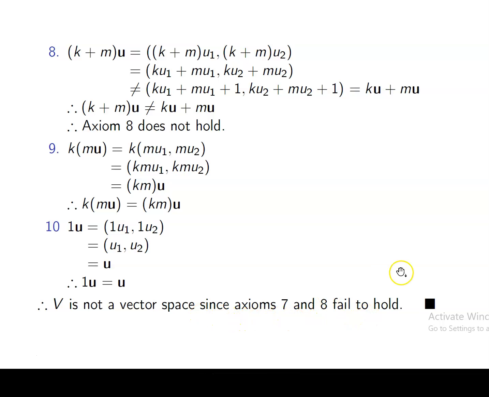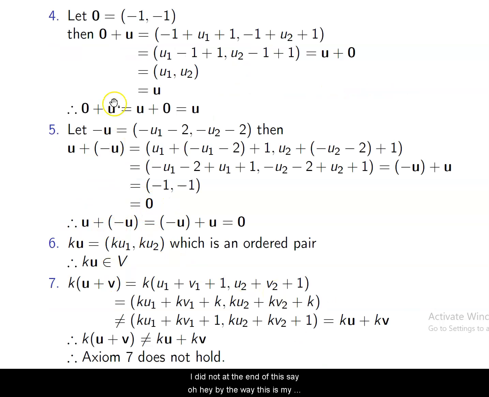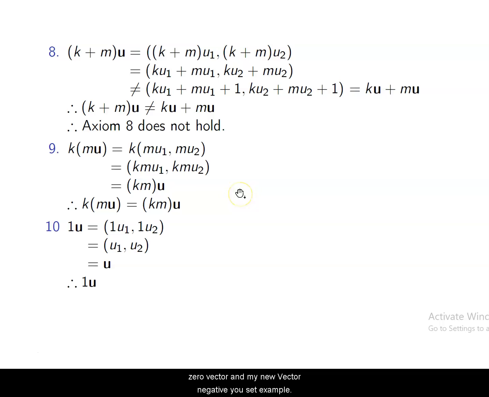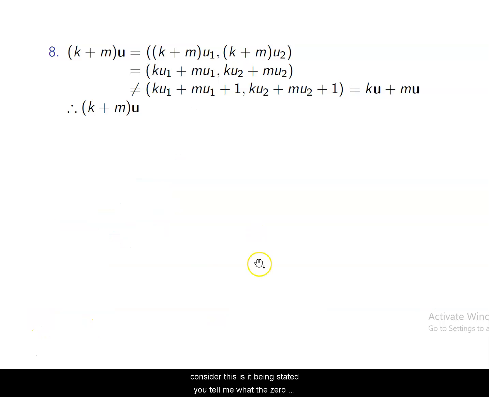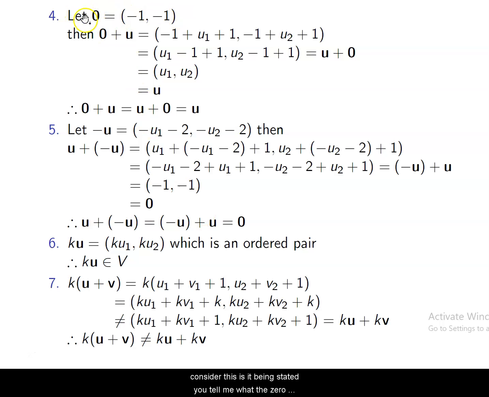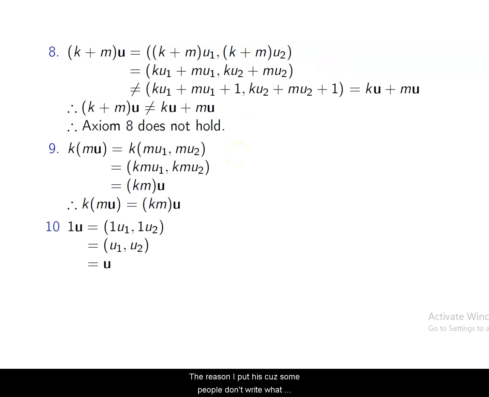I did not, at the end of this, say, oh, hey, by the way, this is my 0 vector and my negative u vector, which is fine because it's an example and I'm just doing stuff. But if I ask this on an exam or something like that, I wouldn't want you to state the two. I do, however, consider this as it being stated. You told me what the 0 looks like, and you told me what a negative looks like. You don't have to repeat it at the end, although it would be nice because it makes it easier for me to grade. I'm fine with you throwing it in here, okay? Which you should be doing anyways. So that's the reason I put it, is because some people don't write what they are and they just start doing math.